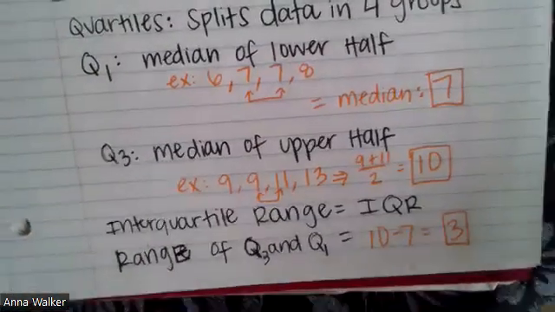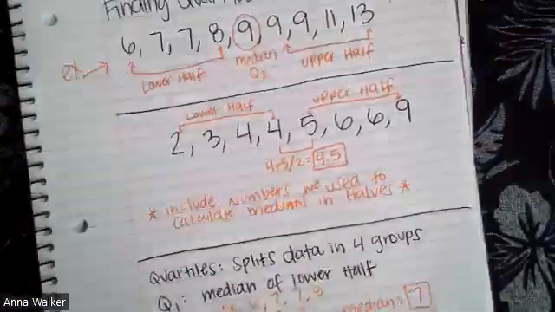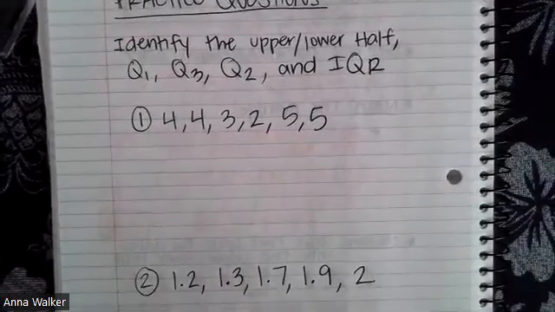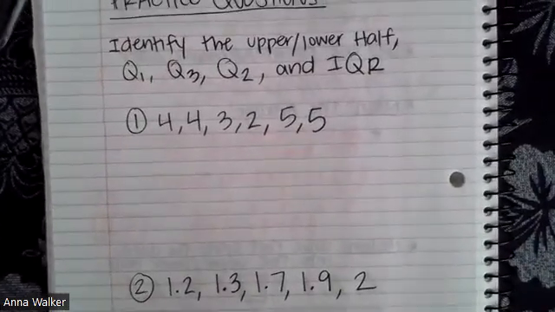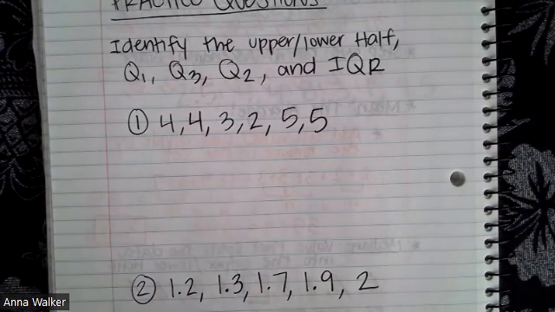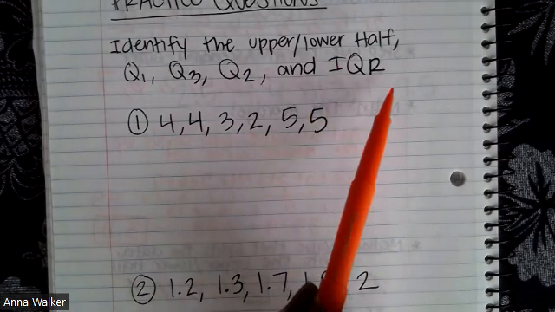So for your practice questions today, you are going to have 2 sets of data that I want you to identify the upper and lower half, the quartiles, and the interquartile range. So essentially, you need to take your data, make sure it's in order from least to greatest, identify your upper and lower halves based on what we talked about at the start of this video, calculate your median, and then find your median of your upper and lower halves, so your quartile 1 and quartile 3. And then I would also like you to find the range of your quartiles, so your interquartile range.